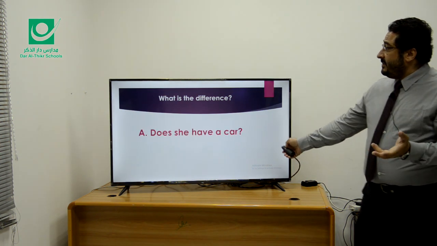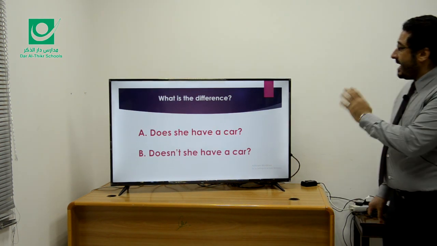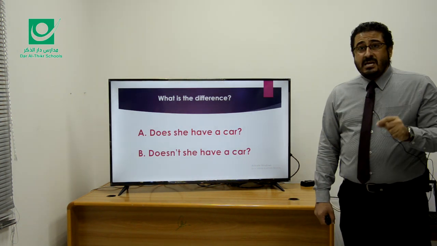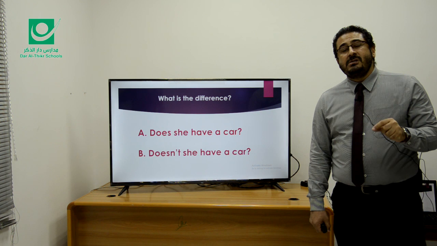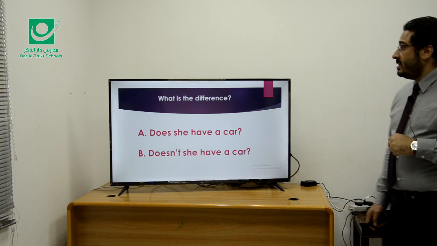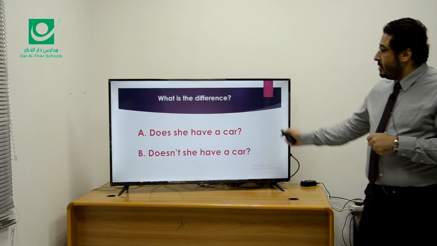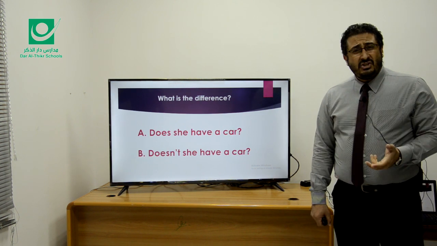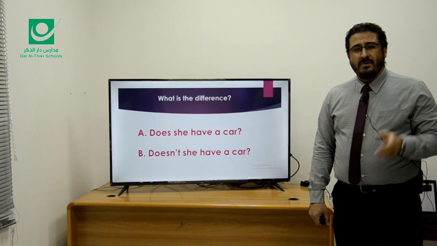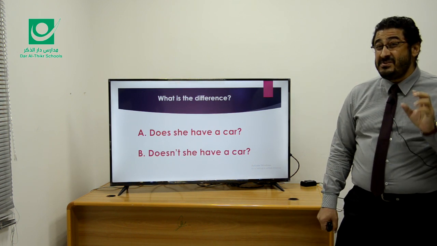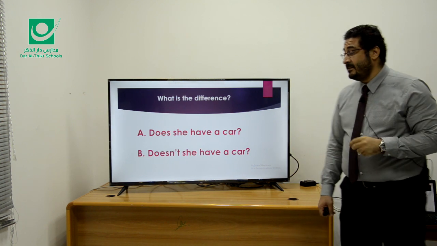The first part of the lesson, I want you to look at these two questions and tell me if there is any difference between the two questions. Question A, does she have a car? Question B, doesn't she have a car? So for a few seconds I want you to think about the difference. Is there any difference?